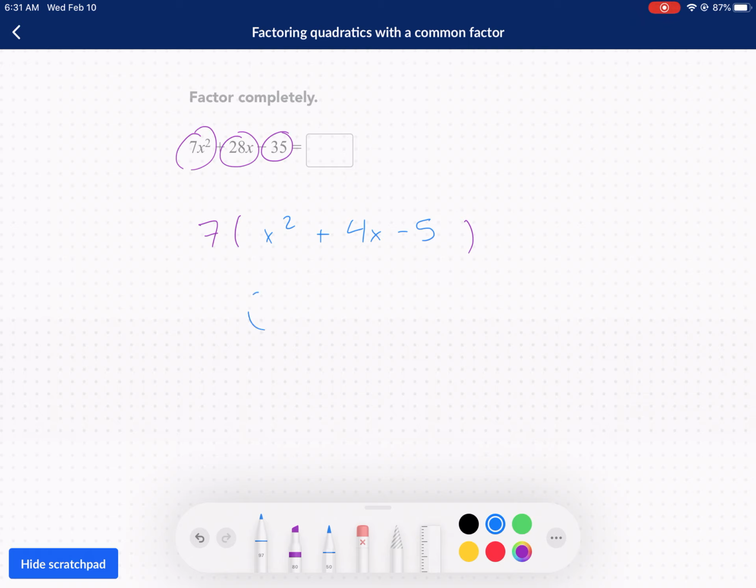Now I'm going to put my 2 parentheses. Don't forget your 7. Okay, first one, this was going to be easy because we have x and x, coefficient of 1s. I like those. They make it a lot easier. Okay, now we have, check this out.